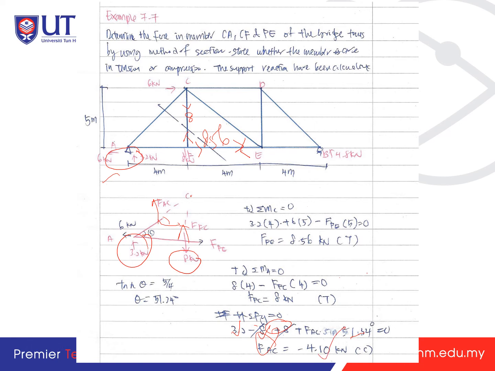4.10 kilonewton. You assumed it is going upward, but when you solve you get a negative, which means that the direction of the force is going inward to the joint, which means that it is compression. So when you draw it, it will have a compression here of 4.10 kilonewton.